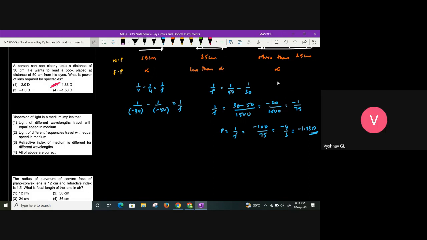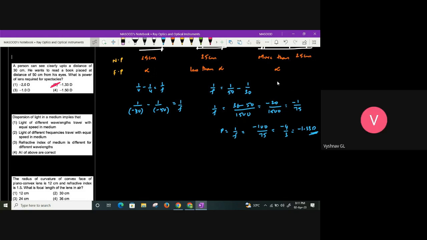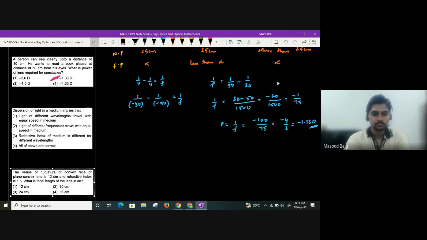My doubt was why did we take, I mean, how did we get 100? So we got minus 1 by 75. Where did I get 100? Yes, it was in centimeters, so I converted it to meters, because I have to write in diopters. Right. Dispersion. Next question, please.